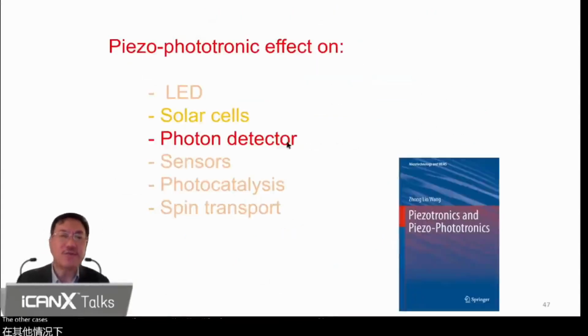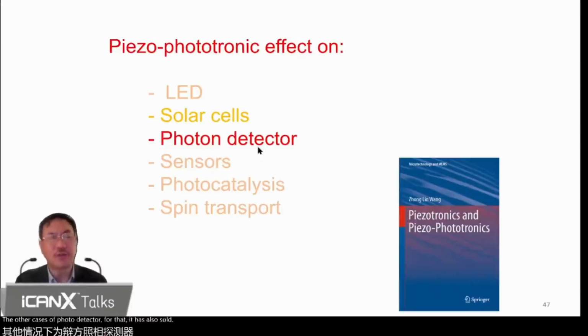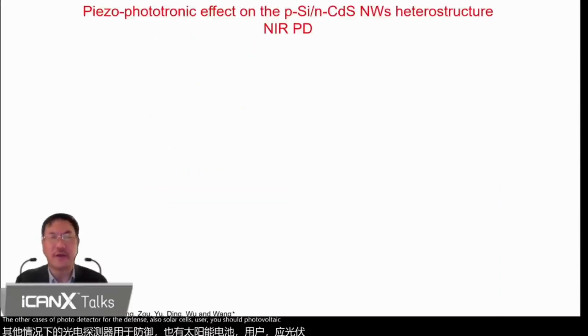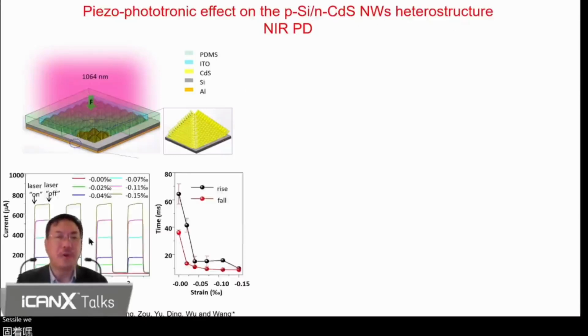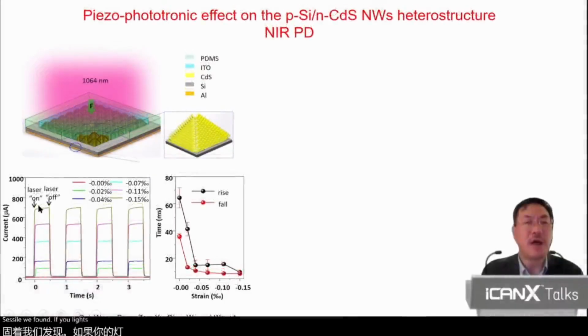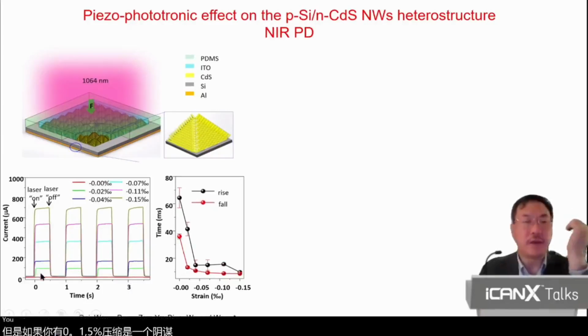The other case is a photodetector. A photodetector, like a solar cell, uses the photovoltaic effect. If you have a silicon cadmium sulfide near-infrared sensor, we found when the light is on and off with no strain applied, you almost get zero response. But if you apply 0.15% compressive strain, you find the responsivity increased by 3 to 4 orders of magnitude.